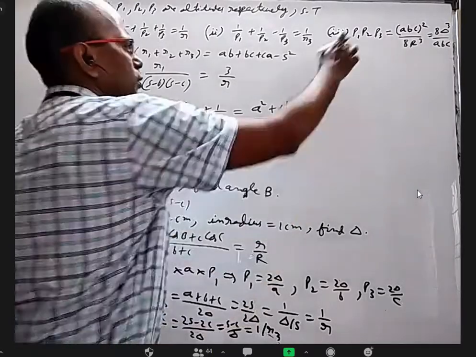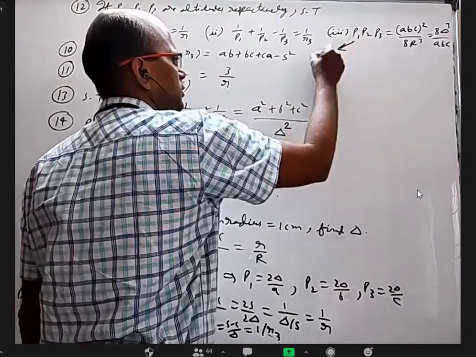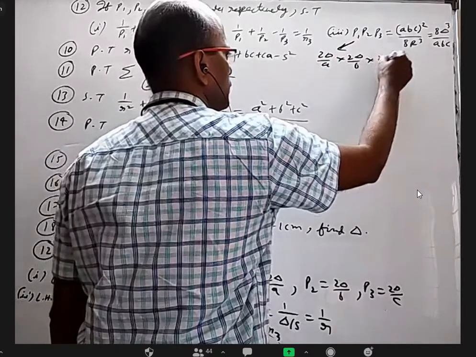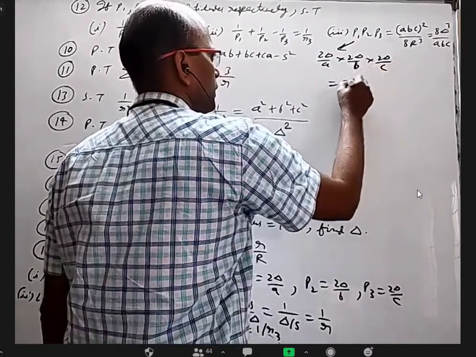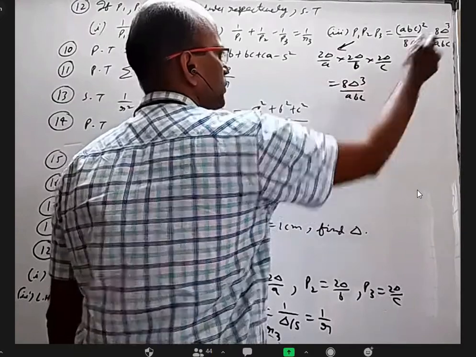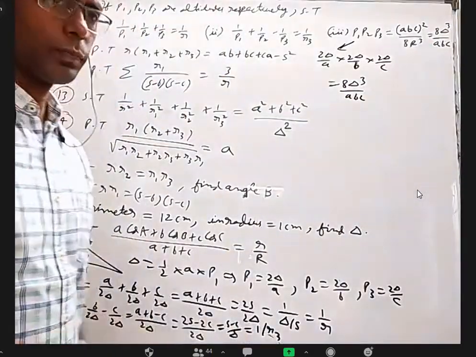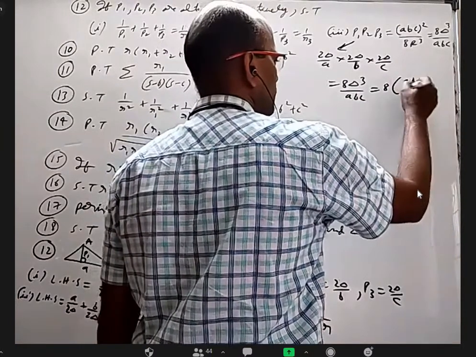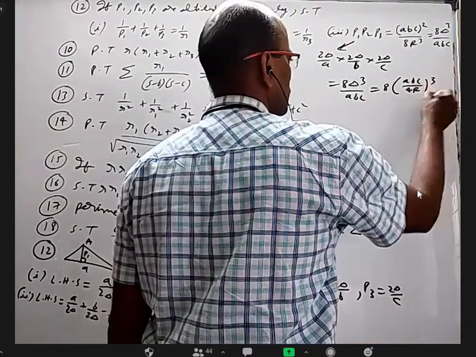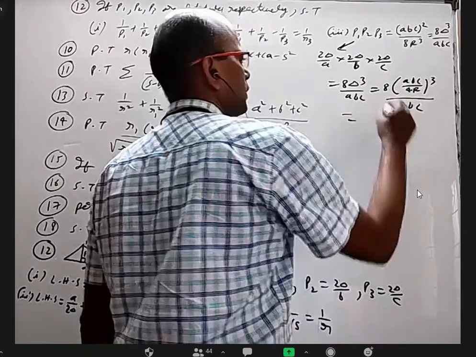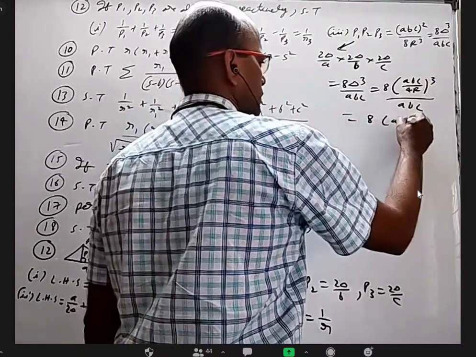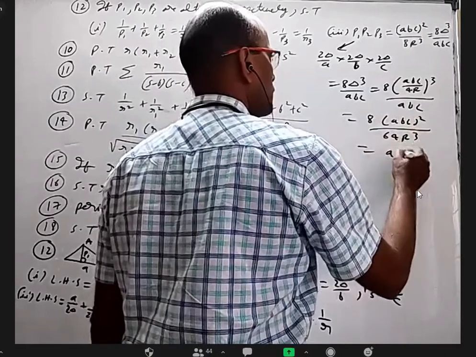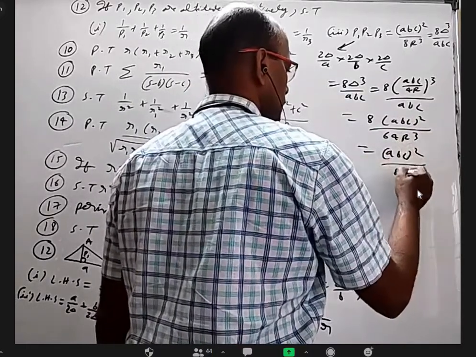Of course, P1 into P2 into P3 I can do right here. This will be 2 delta by A into 2 delta by B into 2 delta by C. That will be 8 delta cube by ABC, which is the next one they wanted to prove. If you want the first one, in the place of delta, you can write ABC by 4R whole cube by ABC. One set of ABC will cancel, you'll get ABC whole square by 64R cube, which is ABC whole square by 8R cube.